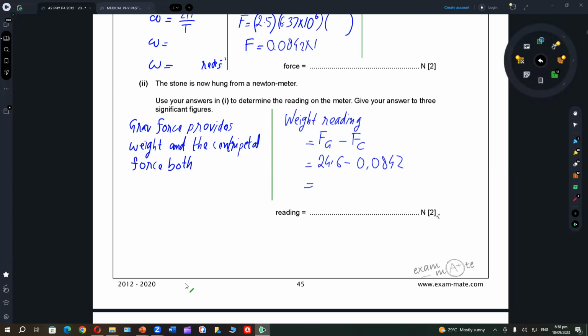Subtract the values and get me the answer. 24.6 minus 0.0842. Subtract it. 24.51. The examiner wants three significant figures.